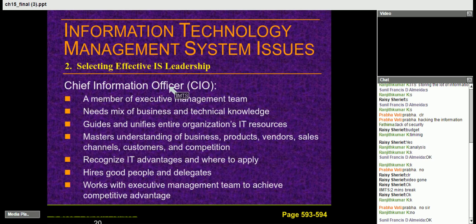Then a CIO, who is the head of the IT, a member of the executive management team, needs a mix of business and technical knowledge, guides and unifies the entire organization's IT resources, masters understanding of business products, vendor sales, channels, customers and competition, recognizes IT advantages and where to apply, hires good people and delegates, works with the executive management team to achieve competitive advantage.